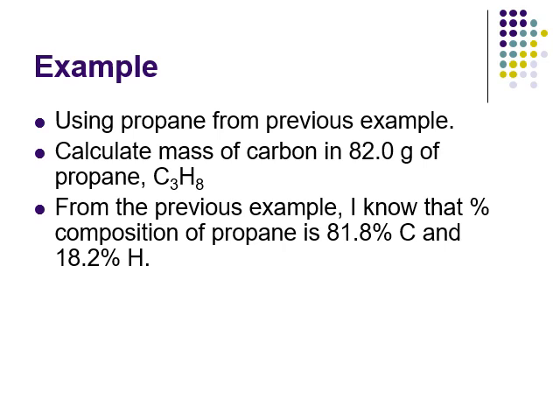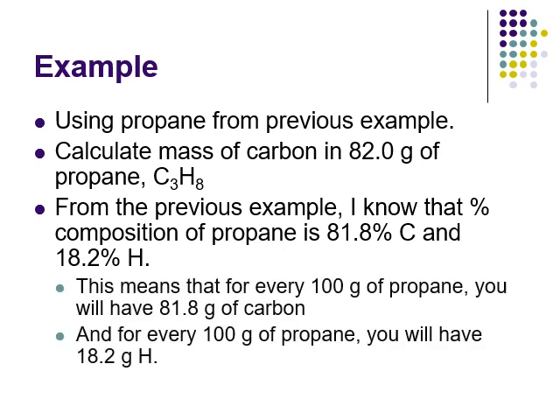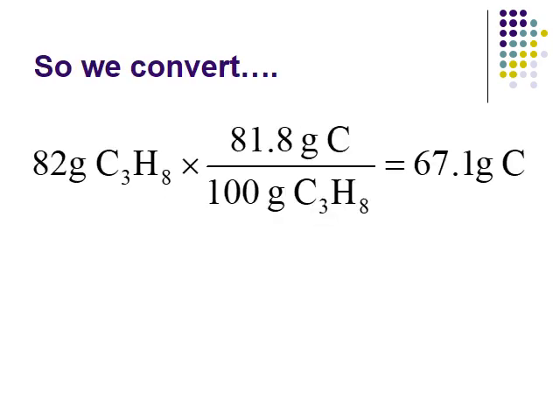Now, here's where the trick is. We want to think about what a percentage means. A percentage means how much there is out of 100. So when I say that it's 81.8% carbon, what that means is that for every 100 grams of propane, we have 81.8 grams of carbon. Also, for every 100 grams of propane, we have 18.2 grams of hydrogen. So whatever the percentage is, that's how many grams there are out of 100 grams of the compound.